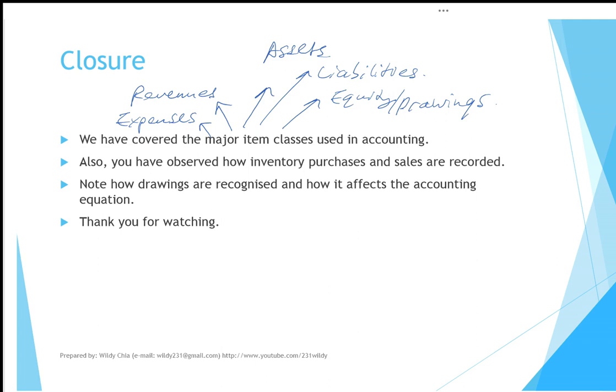Now the tricky thing, as we move on to the following videos, is that you have to be aware of how purchases and sales are recorded. In this video, what I did was that I assumed that all purchases and sales are on cash basis, but the reality is that it can be on credit terms, which means that payment may be made later. We also went through the concept of drawings, how drawings are recognized and how they affect the accounting equation.